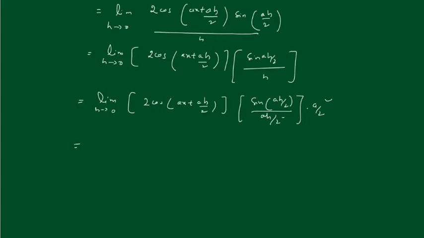So now applying limit h tends to 0, what we get? 2 times of cos (ax plus 0) into 1 into a by 2. So f dash of x is a cos ax. Got it? It is differentiation of sin x is cos x. So here again differentiating ax, what we get? a is a constant term here, we get a.